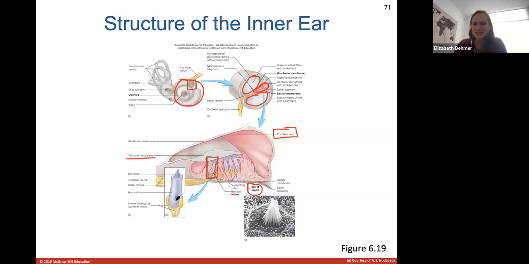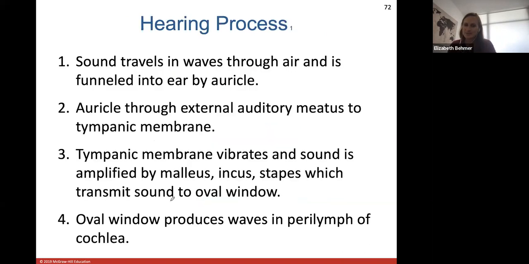So what happens is these waves that are traveling through these chambers will bend the hair cells, and the bending of those hair cells will be picked up by these nerve endings. So the mechanical bending of the hair cells will then be turned into an action potential that gets picked up by nerve endings and then sent out to the cochlear nerve through to the brain.